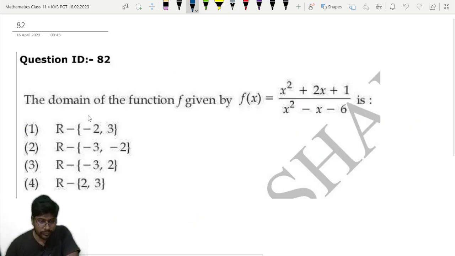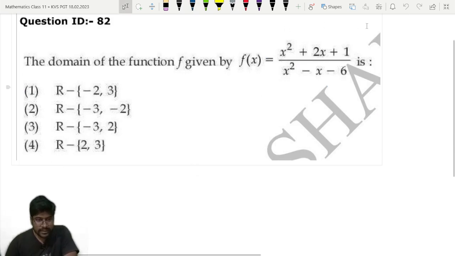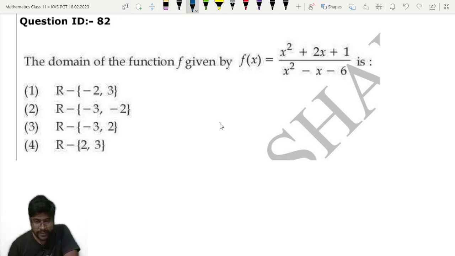Question number 82. What they are asking in this question is the domain of the function f, which is given by a function. Now we have to find the domain. In order to find the domain, we know that the denominator must not be equal to 0. So what is the denominator in f of x? x square minus x minus 6. This should not be equal to 0.